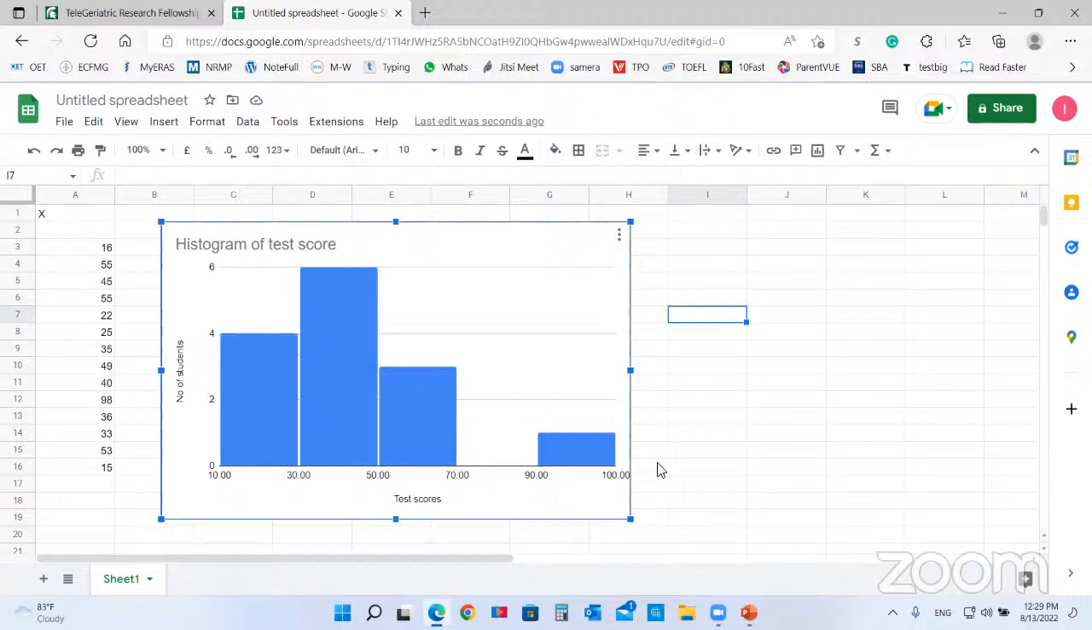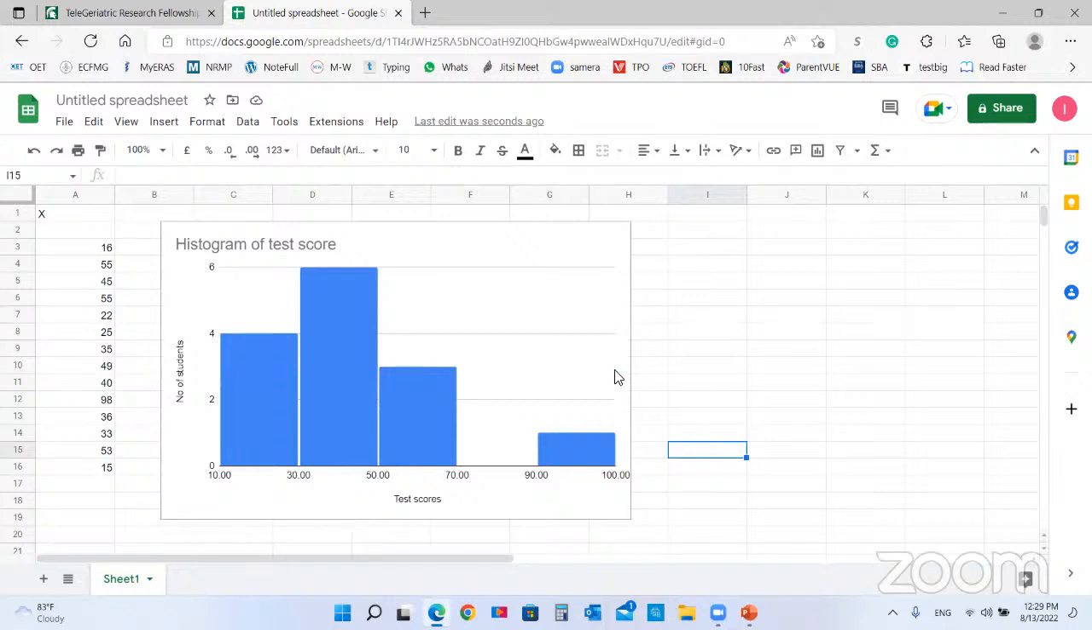Any questions so far? Any question? That is it, everyone. I hope you have an idea how to do a histogram. Yes, thank you. You're welcome. Any question?